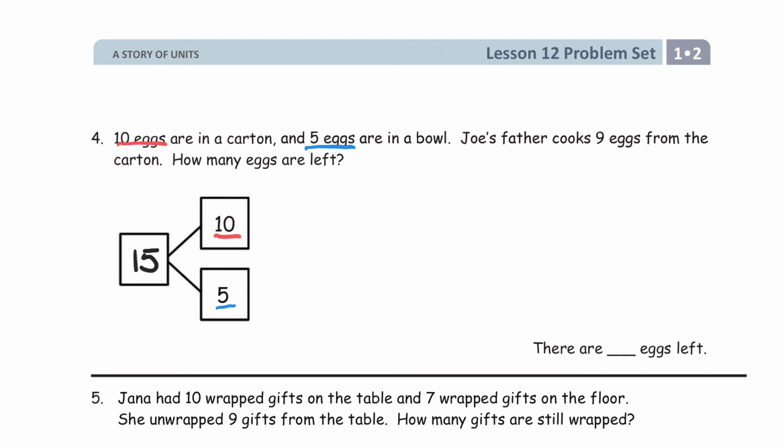Now you are going to do the rest of this problem on your own. So you're going to draw out our number bond here. So you have our 10 dots, 5 dots, and Joe's father cooks 9 eggs. So you're going to draw a line through 9 of your 10. So you're going to cross out 9 of them. Because remember, that's our learning goal for today, taking 9 from 10. Go ahead and finish number 4. Pause the video, finish it, and then come back and we'll take a look at number 5 together when you're done.